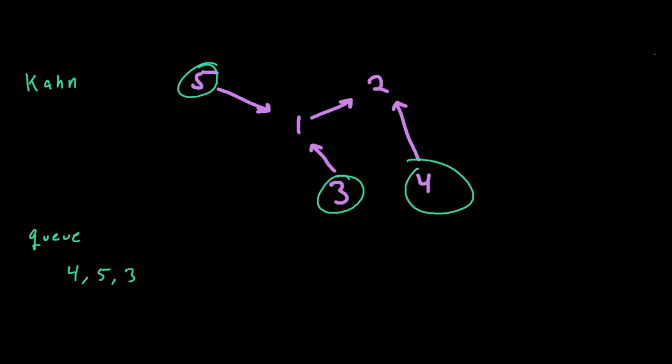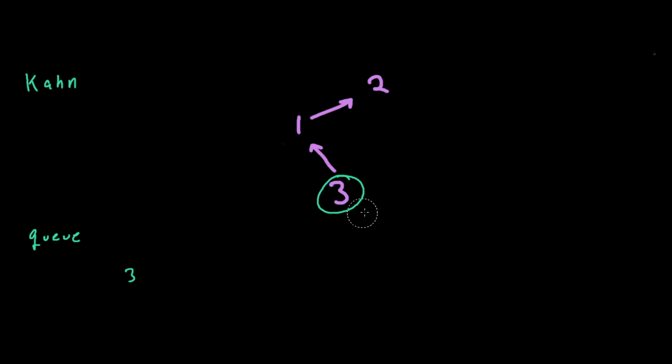So we could say next, we have the 4, let's get rid of that. Get rid of the 4 from this graph. Can we add any more elements to our queue? No, we can't because this 2 still has incoming edges. So then we just go to the next part of our queue. We start with the 5, get rid of the 5, remove this from the graph, and we add any nodes that do not have incoming edges. There's nothing more we can add, so we're just going to say, go to the next element.